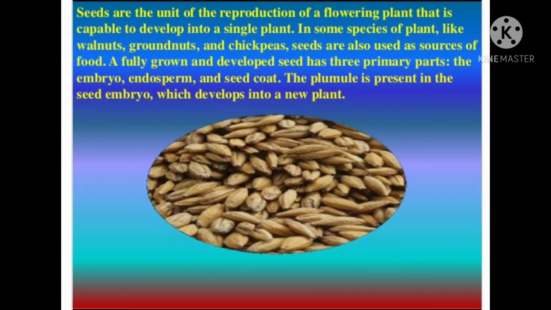A fully grown and developed seed has 3 primary parts: the embryo, the endosperm and the seed coat. The external layer of the seed is called the seed coat, just like how you wear a raincoat.